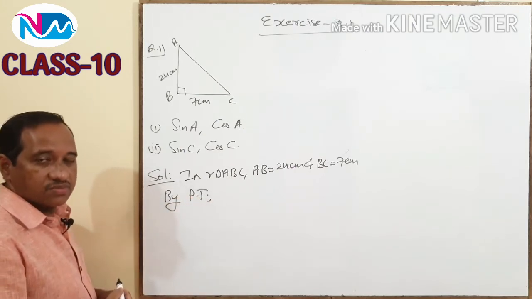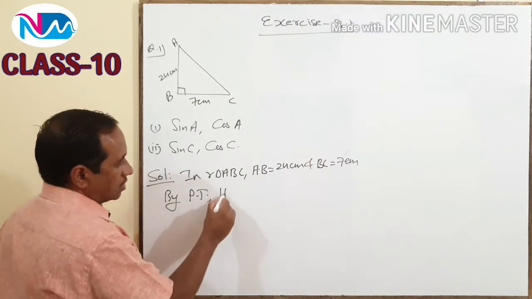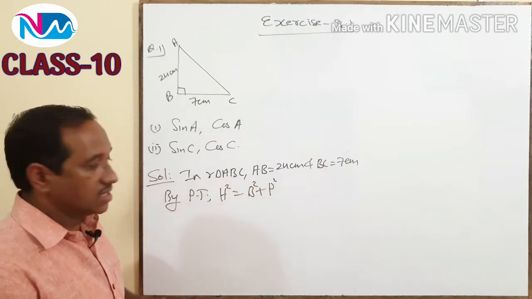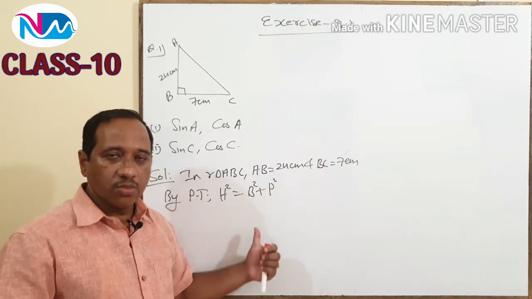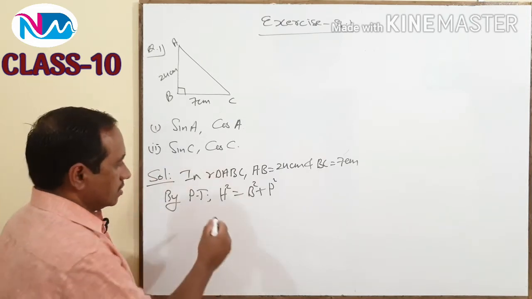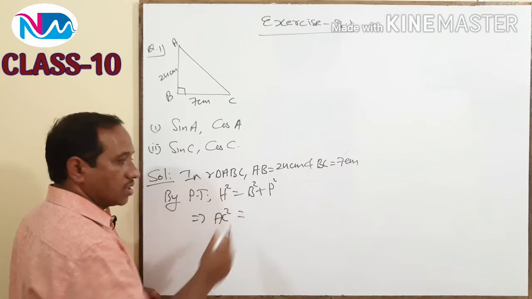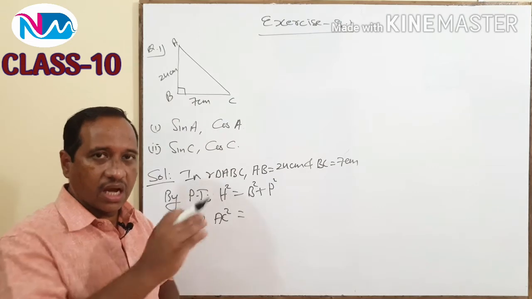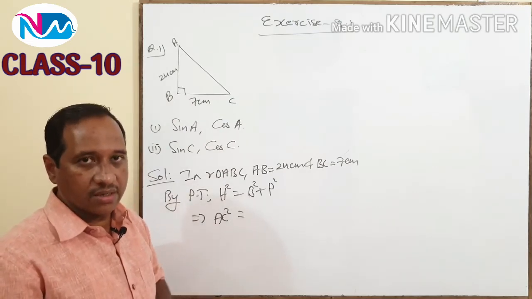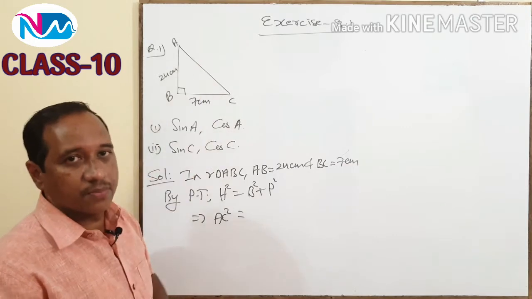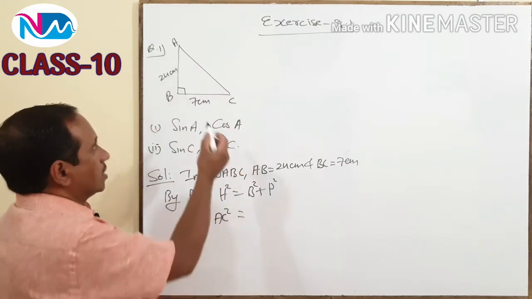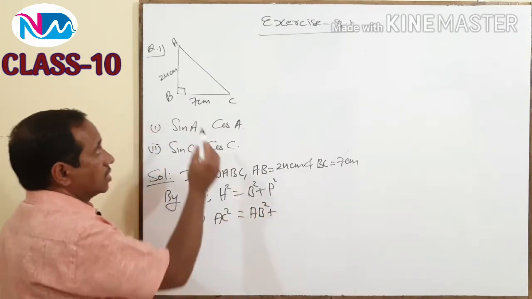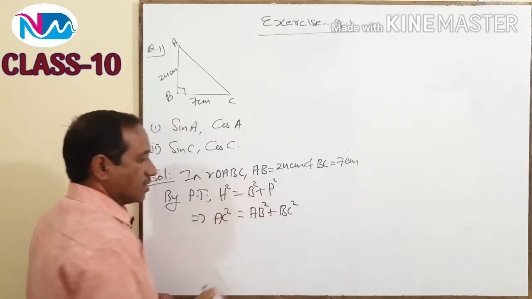By Pythagoras theorem. Pythagoras theorem states that for a right angle triangle, h square is equal to b square plus p square. That is, square of the hypotenuse is equal to sum of the squares of the other two sides. Here, hypotenuse AC is equal to, when you use Pythagoras theorem, base and perpendicular means the other two sides of the right angle triangle except hypotenuse AC. So here you can take AB as the base, that is AB square plus P means BC square.